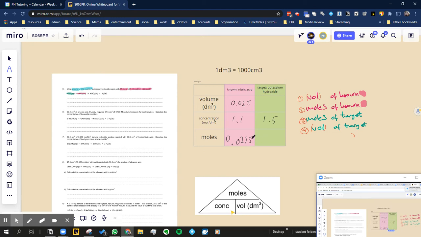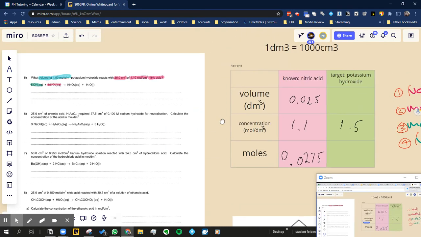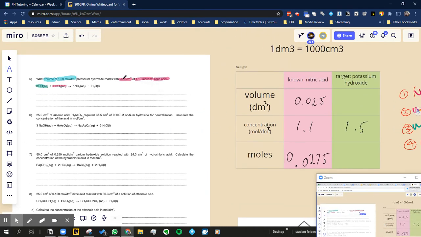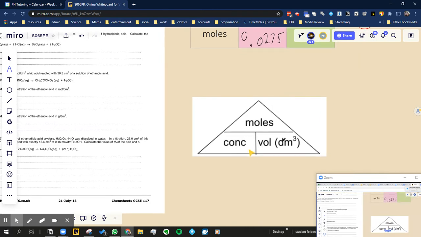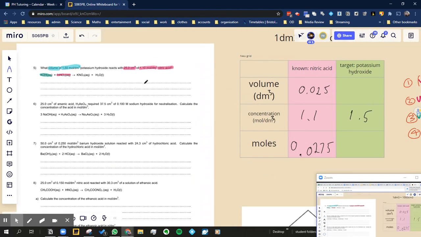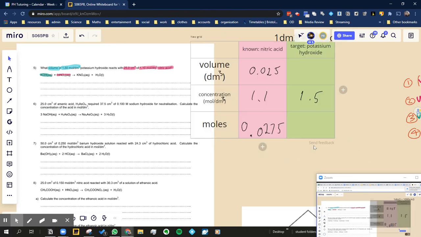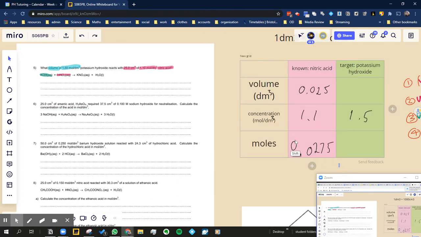Let's be clear what we mean by moles of this. It's the moles of nitric acid which is contained within that much volume of that much concentration. We calculated it using this formula triangle over here. So moles is equal to concentration times volume. Now we know how many moles of nitric acid we would have, we can work out the amount of moles of the potassium hydroxide we could react with it using this balanced equation. So it'd be 0.0275. Let's just try that again. It's being a bit fiddly.